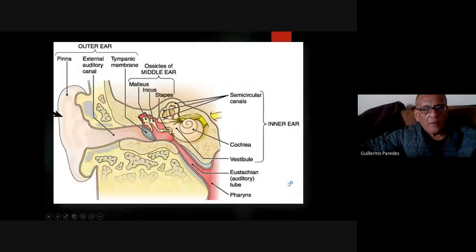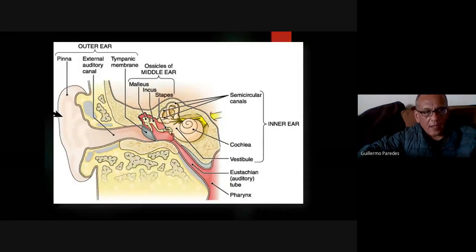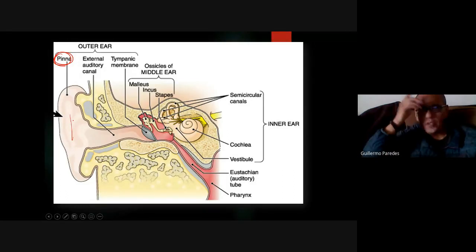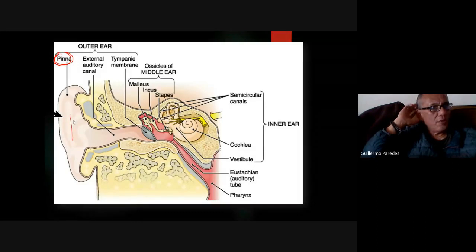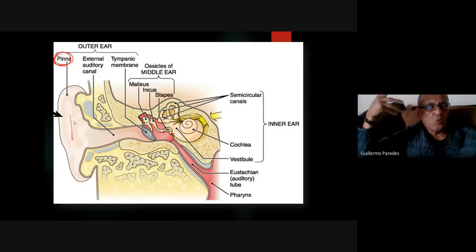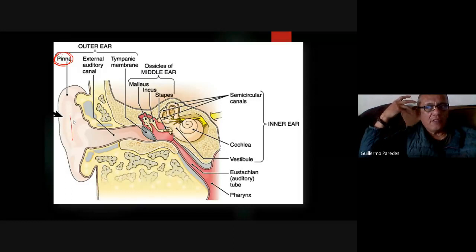Okay, so you have your ear here, and it is called the pinna. Pinna. This is the ear, and the shape of the ear is to collect the sound waves. You're going to collect the sound wave.